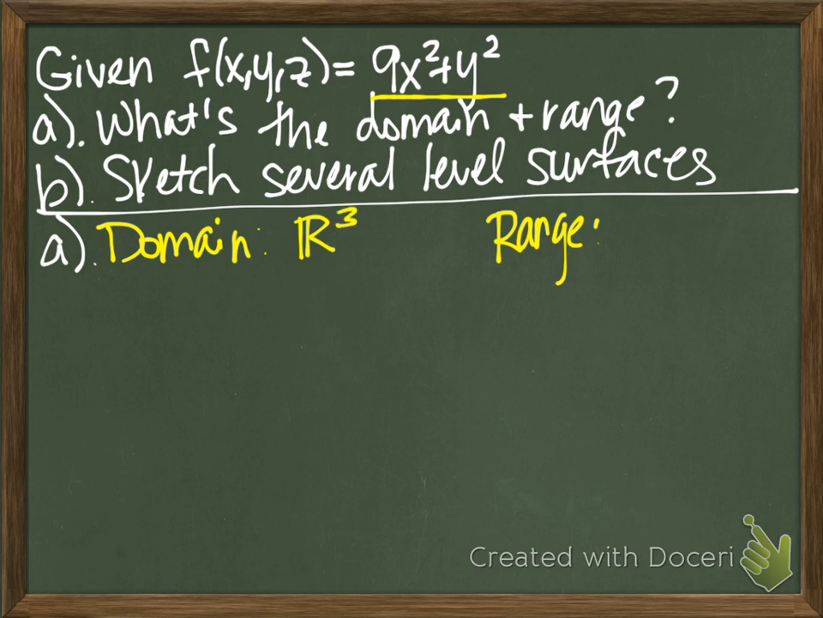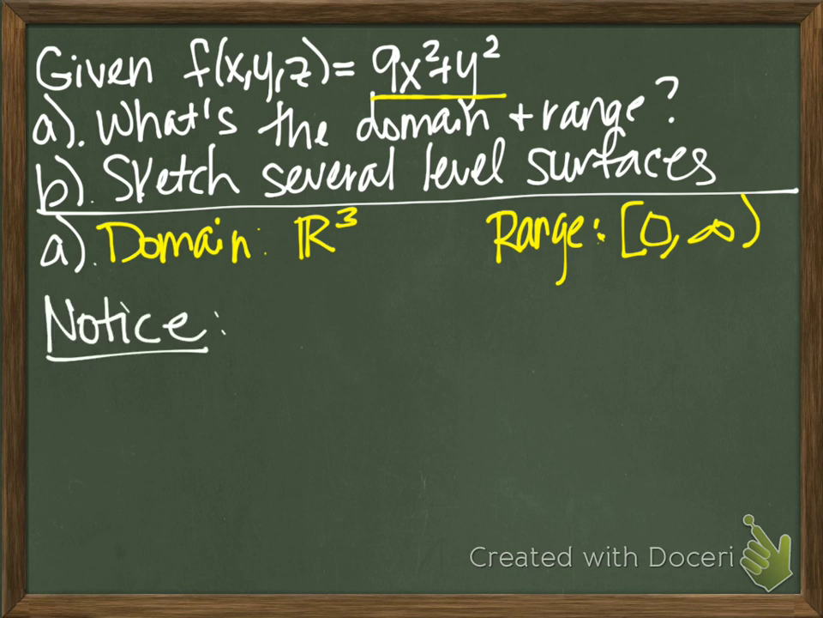Okay, and then range is going to be all the output values of the function. So we look at the function and say, what types of values can we get out? Because we're squaring x and y, we know we're always going to have a positive number, or we could get 0. So my range is going to be from 0 to positive infinity.